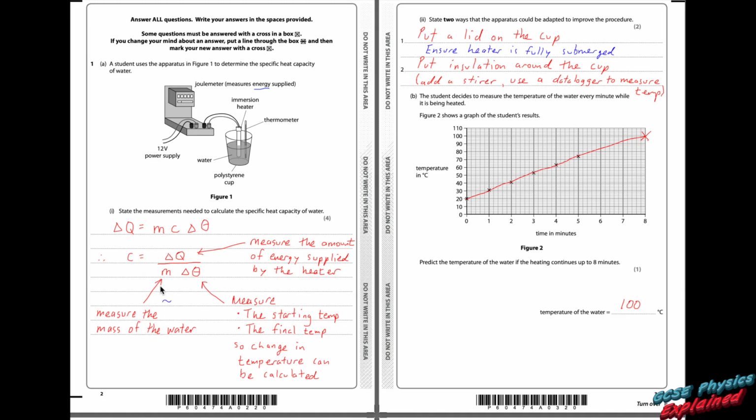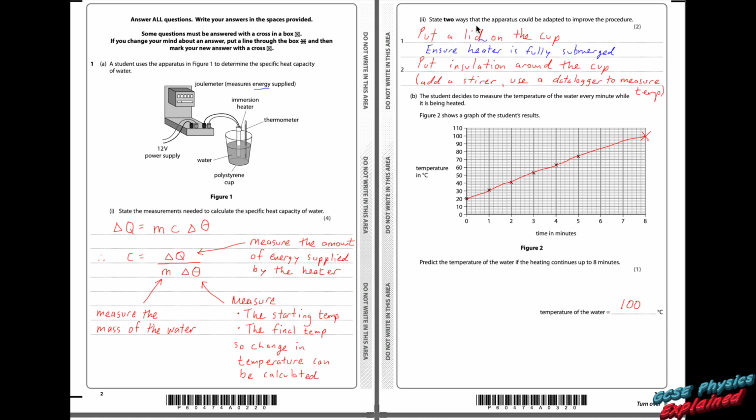We need to measure the mass of the water that we've got. And in order to get the change in the temperature, we need to measure the starting temperature and the final temperature. And obviously work out the change in temperature by taking the starting temperature away from the final temperature.